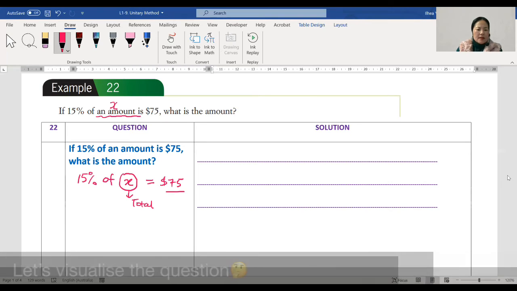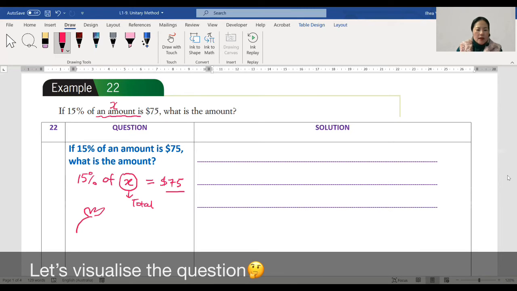So it's basically, if you want to think about it, that's your money bag, and that's 100%. And you just took 15% out of that. So that's like, say, about 15% here. That's your 15%, and that's $75. And I want to know how much you have, or we have, in the whole bag. That's the whole idea. So let's have a look.